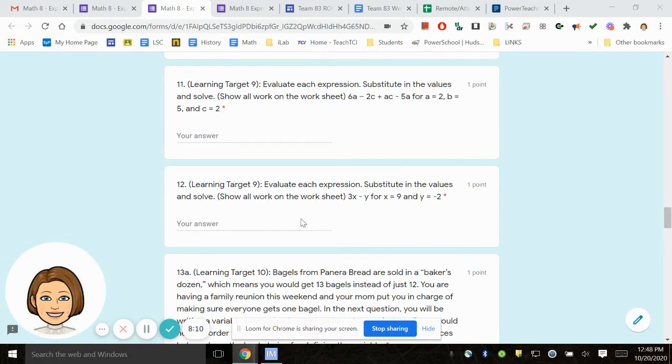Number 11, evaluate each expression. Substitute in the values and solve. Show your work on the worksheet. Okay, so here's the expression. 6a minus 2c plus ac minus 5a. Substitute in for a, 2, for the b, 5, and for c, 2. As you're solving this, do not forget order of operations.